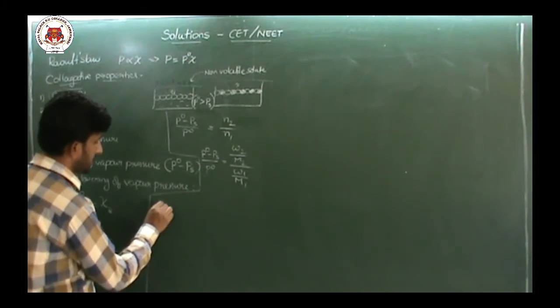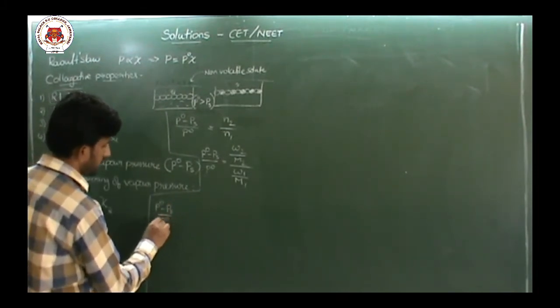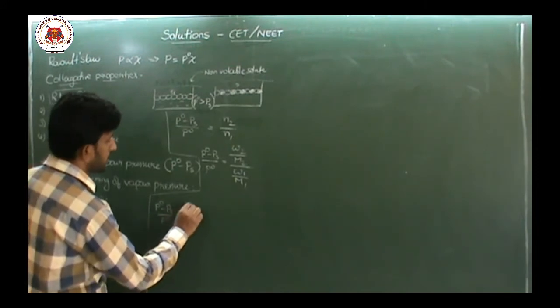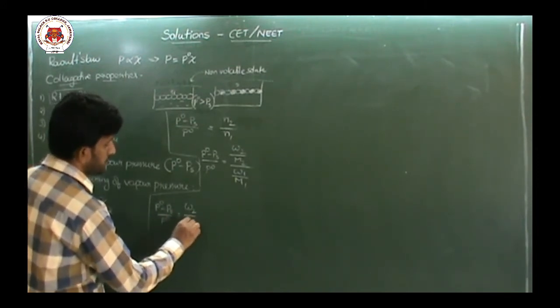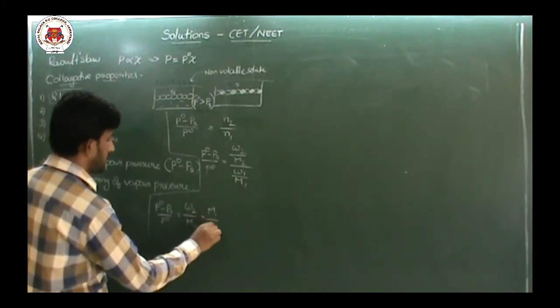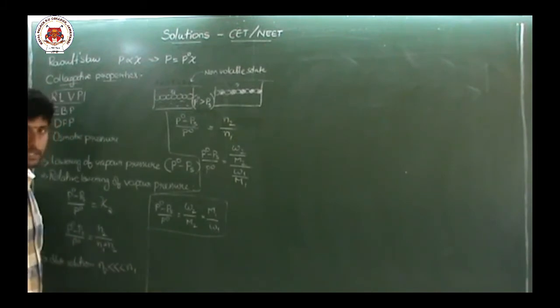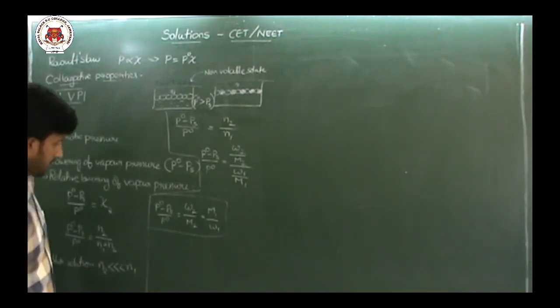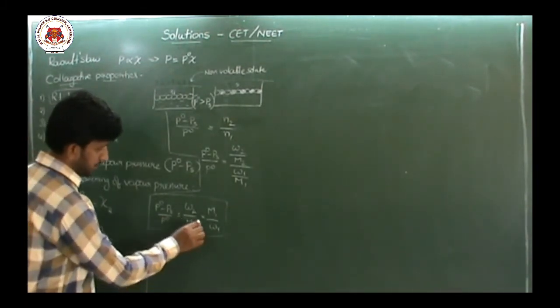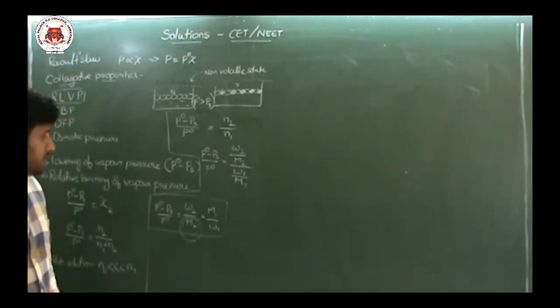So finally you can write P naught minus Ps by P naught is equal to W2 by M2 into M1 by W1. This is the relative lowering of vapor pressure. By using this, you can calculate the molecular mass of the solute.